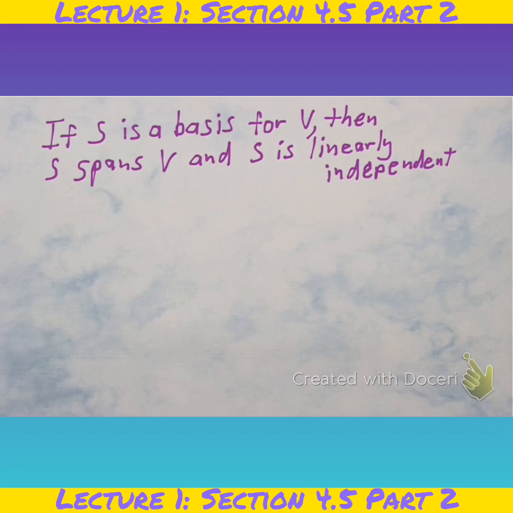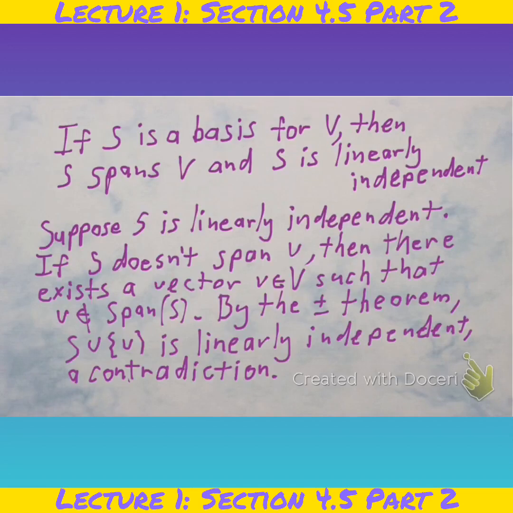All right, so let's assume first we start off with our set with n vectors, and let's assume S is a basis for V. Well, then obviously S is going to span V and S is going to be linearly independent. Okay, so we've proved one part of the theorem, which is the part that goes from left to right.